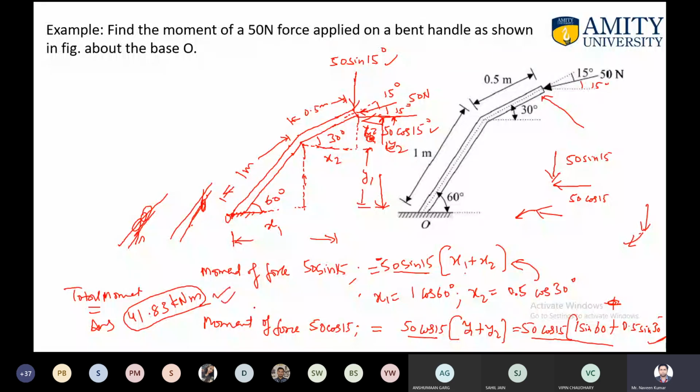So it is clear now. This problem is clear to you, how you have to calculate? Okay. To calculate the total movement, you have to add both. Obviously, you have to add them, but you have to see the direction also. This is the minus and this is the plus. So 50 cos 15 into 1 sin 60 plus 0.5 sin 30 minus 50 sin 15 into x1 plus x2. This is how you have to add it.